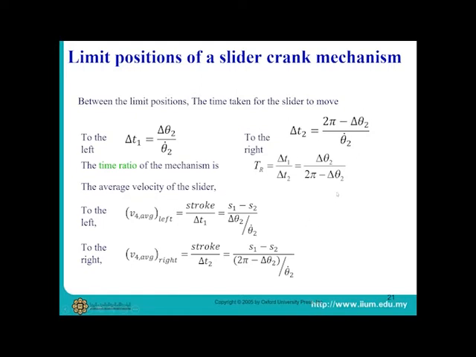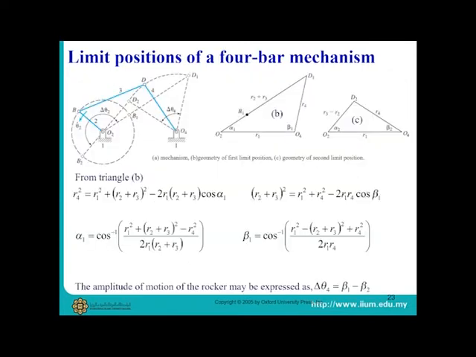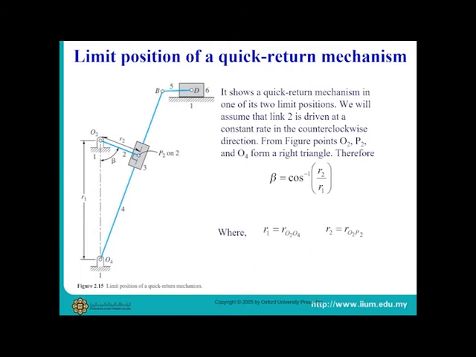Time ratio, on the other hand, is the ratio of the time taken to move to the left and to the right. It can be concluded that the average velocity of the slider to the left and to the right is different, as shown here. This slide shows an example with values for calculating average velocity to the left and to the right. A similar concept can be used for a crank rocker mechanism. However, instead of a stroke in linear distance, it is replaced with the angular distance of delta theta 4. The calculation for average velocity counterclockwise and clockwise is similar to the previous example.